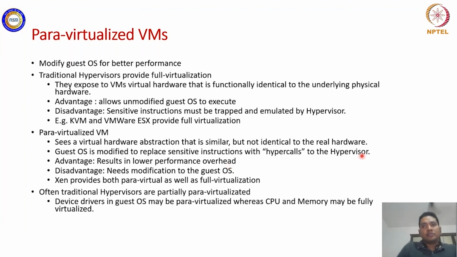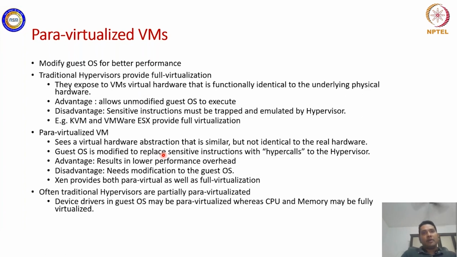Okay, and this was another advantage, because often these traditional hypervisors that we have seen are partially para-virtualized, because the device drivers in the guest OS may be para-virtualized to the hypervisor calls. So some mix and match you can do, and you can have this para-virtualized VM. This is completely orthogonal to your type 1 and type 2 hypervisor that we have seen in the previous slide.